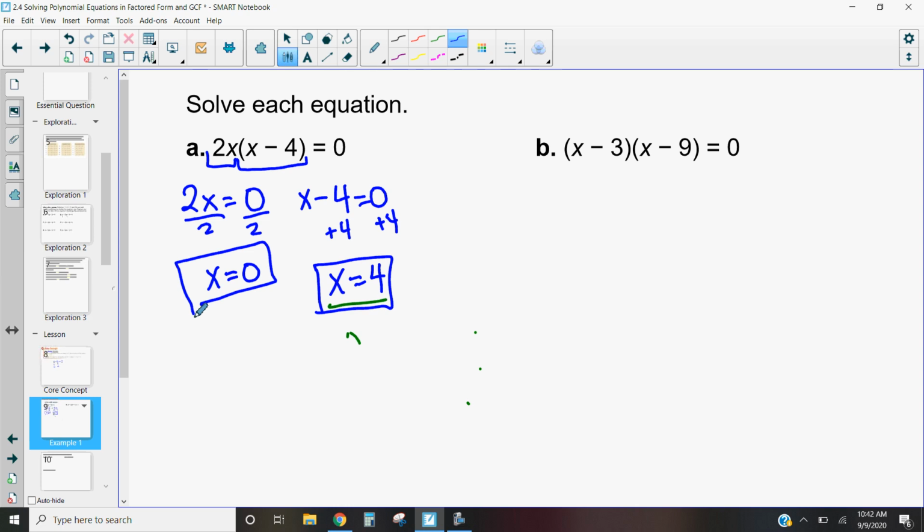Now let's do the same thing over here with this polynomial. In this case, I'm finding the product of two polynomials, but I have two binomials. I have x plus 3 and x minus 9.